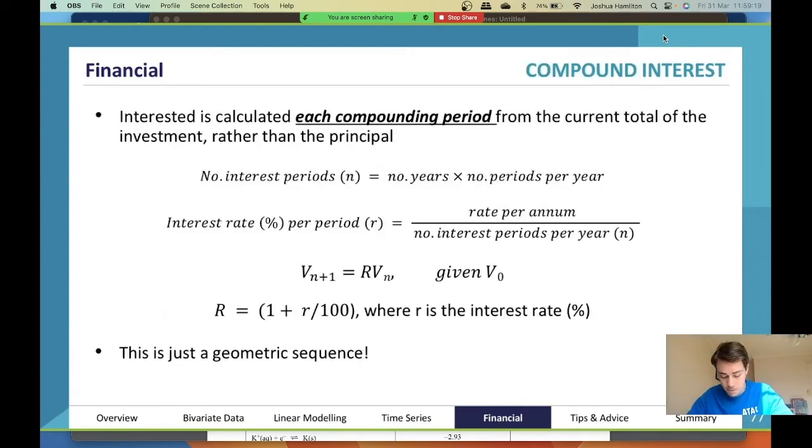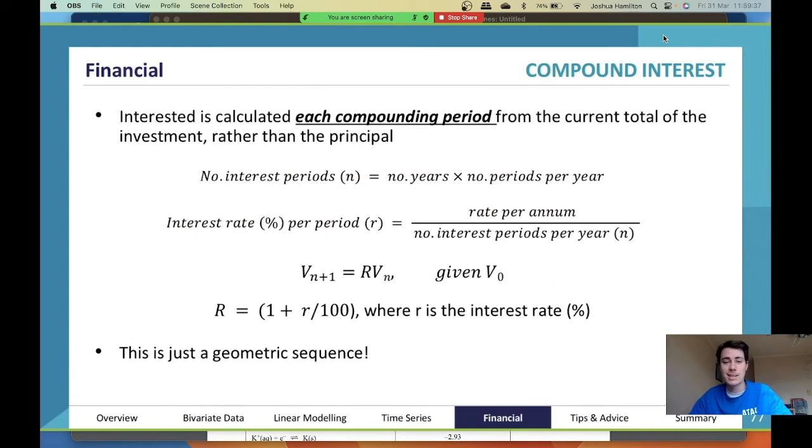So compound interest. This is where things get a little bit more complicated. Now, what's really cool about compound interest is you can do it all on the Casio with the financial solver. We're not going to go through that right now. Financial solver will be in a little bit, but for now, we're going to go through how to do it by hand.